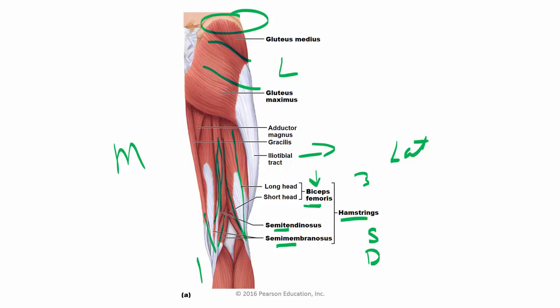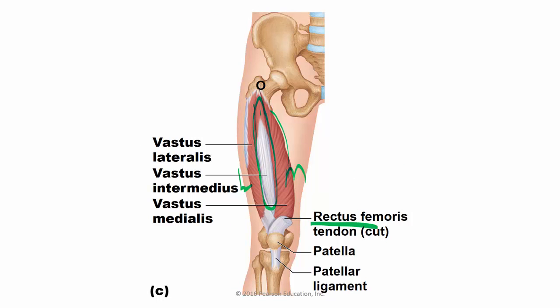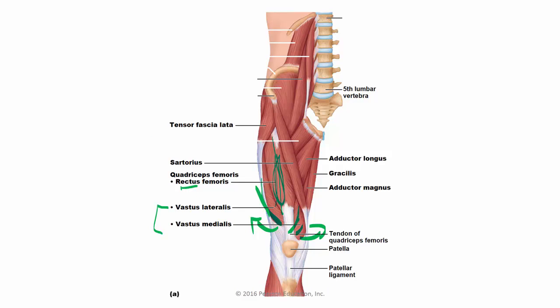All right, let me go back. I need to talk about the other thigh muscles. I didn't put in another picture, so I'm going to go back to this first slide. You have your tensor fasciae latae, your sartorius, your adductors, and your gracilis.